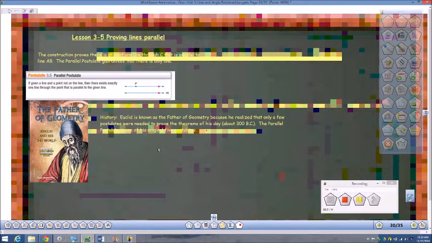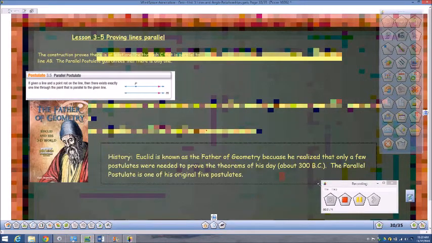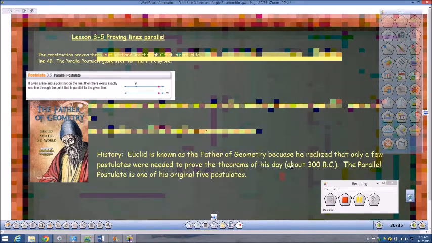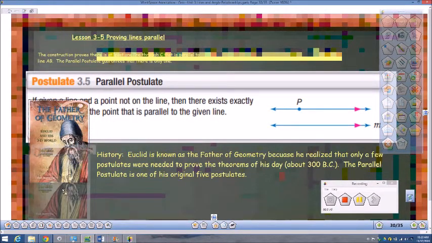We're not going to do the construction today, but I do want to talk a little bit about Euclid. Euclid is known as the father of geometry. He was a Greek guy, and he realized that only a few postulates were needed to prove all of the theorems of his day. Remember, this is just barely after Christ was born. This is about 300 BC. But the parallel postulate was one of his original 5 postulates. So we're going to look at the parallel postulate from Euclid for a minute.